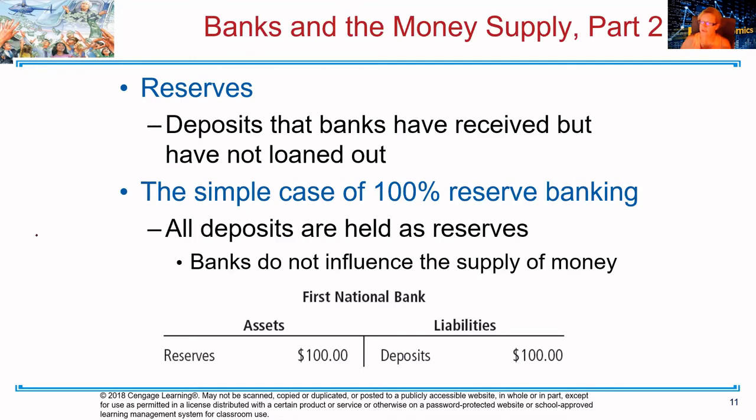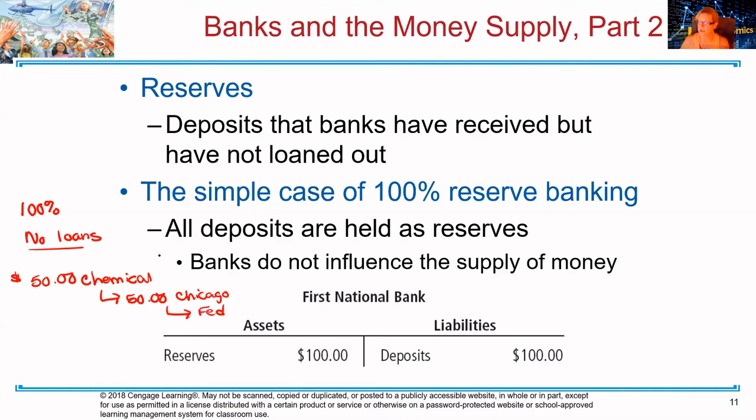So here's an idea, and there are three different types of central banking that we have. So the first type of central banking that we have is 100%. This is where the banks make no loans. Okay, so if I deposit, say, $50 in my account at Chemical, then Chemical has to put that $50 into Chicago, and Chicago likewise puts it into the Fed. This creates no money in the money supply. So here's the important part. With 100% reserves, meaning they don't get to keep anything to loan back out, there's no influence in the money supply.